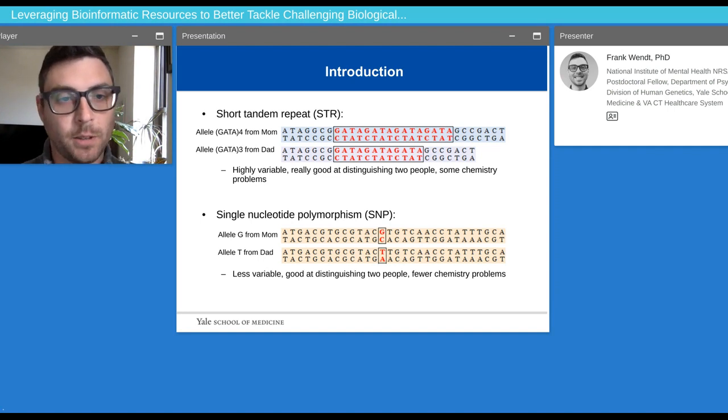But because they are so large and because they are repetitive, they can have some problems with their amenability to the chemistry that we use to genotype these types of loci. SNPs, on the other hand, are less variable. They are still pretty good at distinguishing 2 people, but we need many more of them to do so. And they don't suffer from the same chemistry issues that we have with STRs. So in certain circumstances, these could be really useful choices to pick an STR versus a SNP based on your question.